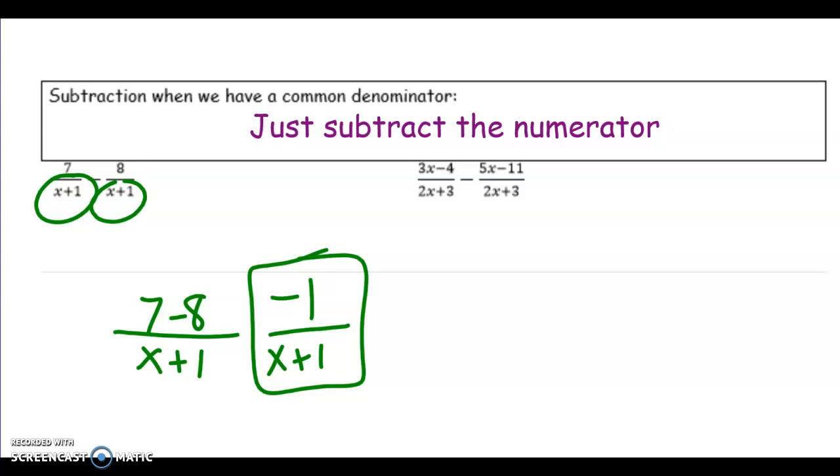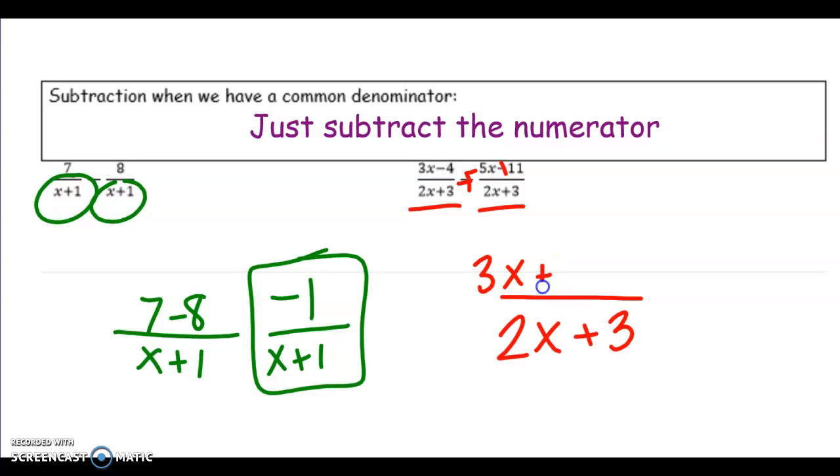Now, in this case, we actually have two terms. So I'm going to change this subtraction to addition, and then I'm going to change all the signs behind, like we've done previously. Notice my denominator is still the same, so 2x plus 3. I'm going to do 3x plus 4, and then plus a negative 5x, or minus 5x. And then minus a negative 11, or plus 11.